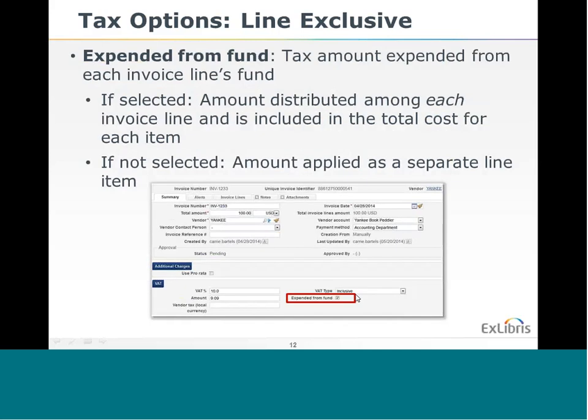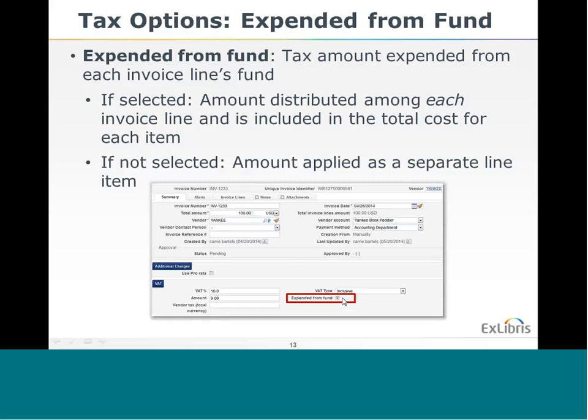Expended from fund, that's the next option we'll take a look at, and this is a little checkbox in the VAT area of the invoice. This is similar to pro rata, but for additional charges like shipping and insurance. But in this case, it's proration related to taxes. And by default, when you create an invoice, this checkbox will be selected for expended from fund. And if that expended from fund checkbox is selected, that indicates that the tax amount is to be expended from each invoice line's fund. So the tax will be prorated and applied to each invoice line, and we'll see that again when we go to the scenarios.